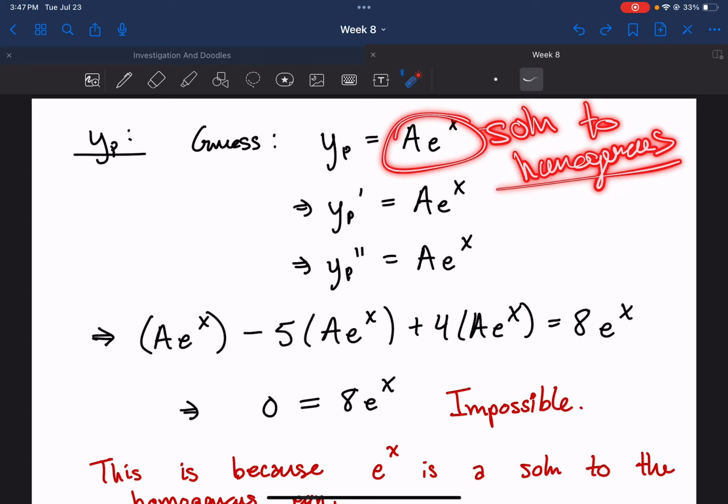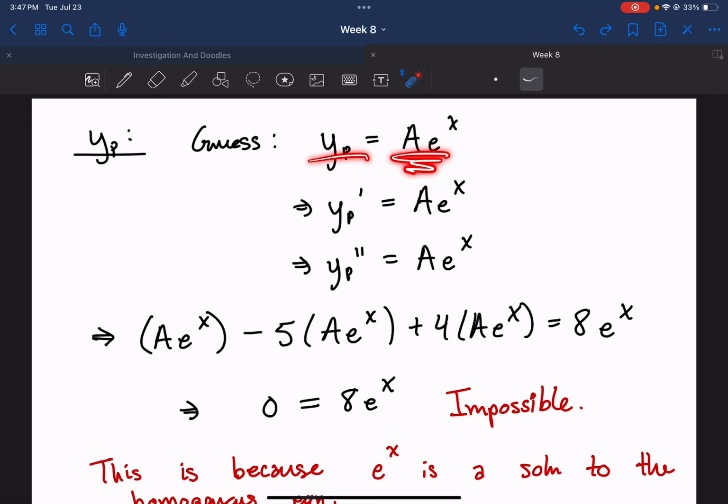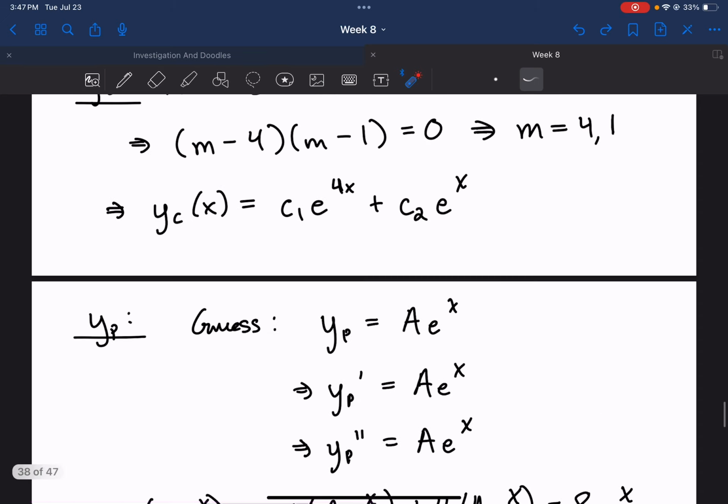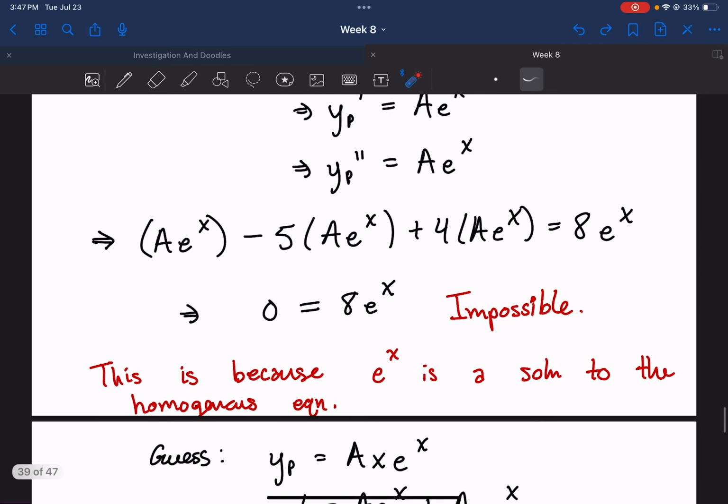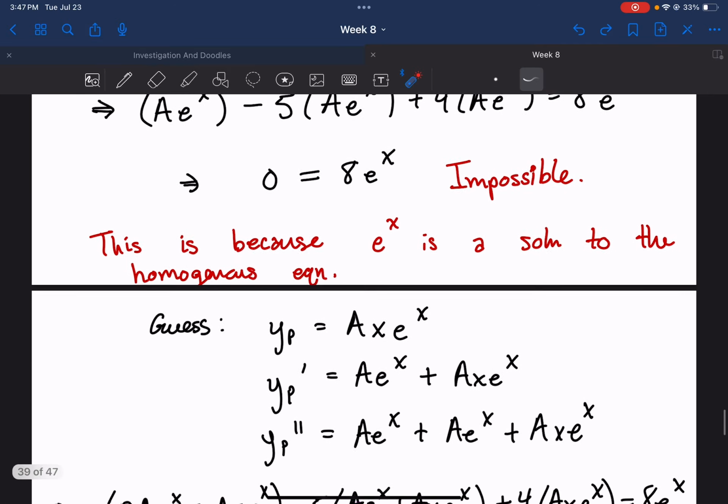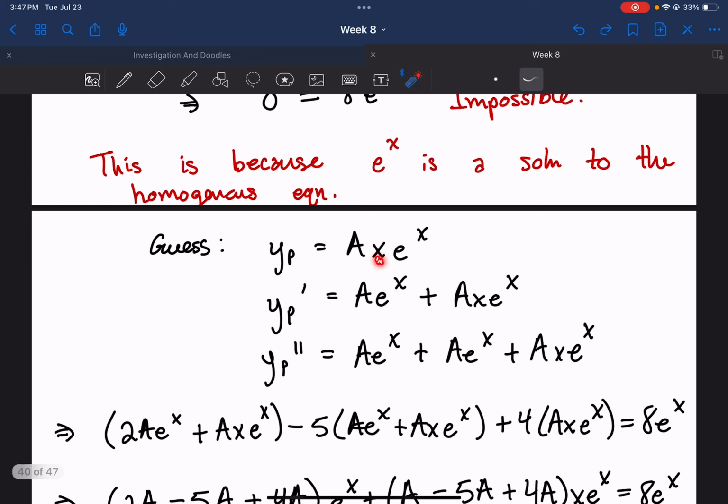Which means if I were to plug this in for y, I'm going to get 0 on the left-hand side every time, because this solves the homogeneous equation. Okay, well, how do we get around it? We tack on an x.